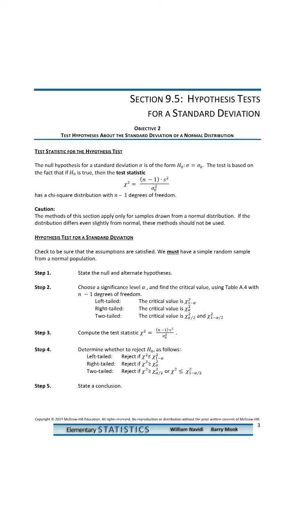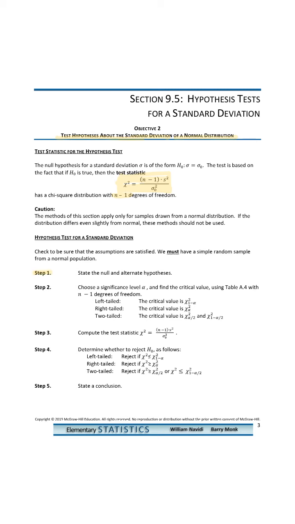This is the procedure for the hypothesis test of the standard deviation of a normal distribution. The formula for the test statistic is different. You can see that it is n minus 1 times s square divided by sigma naught square. And remember, we are using n minus 1 degrees of freedom.